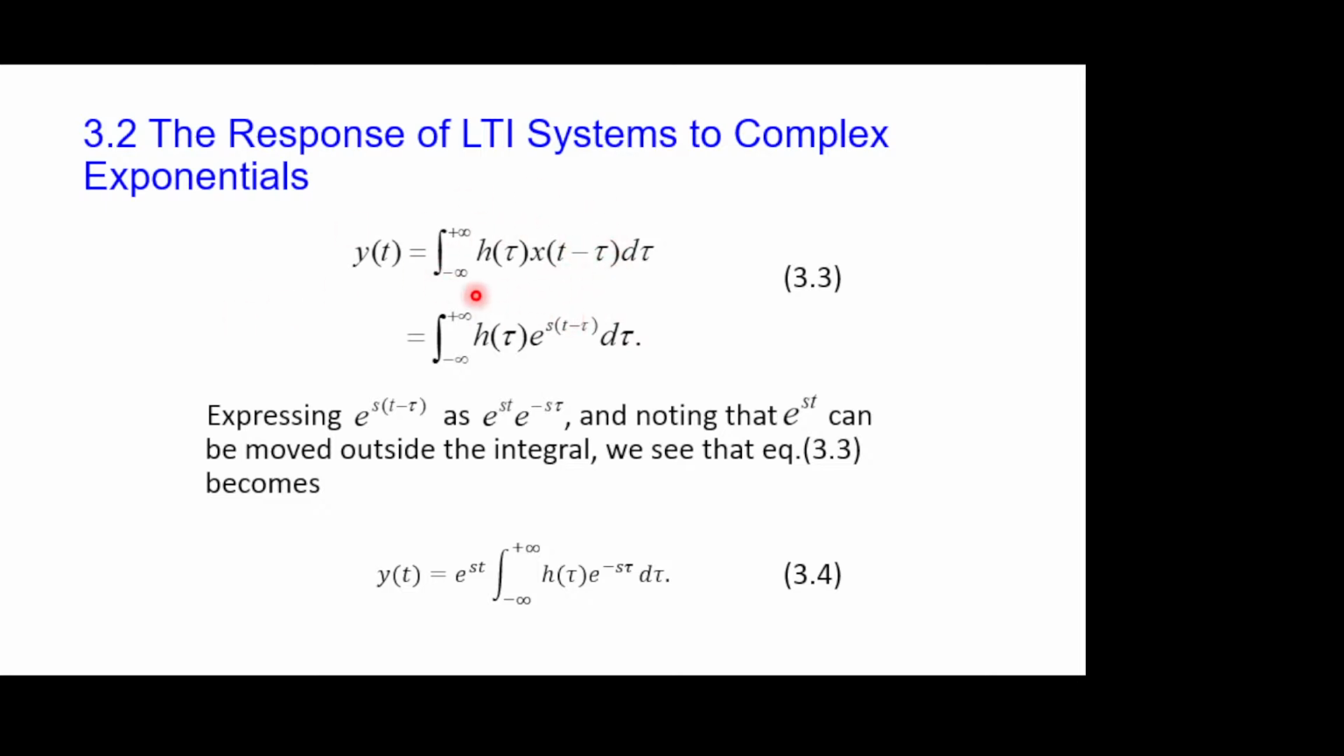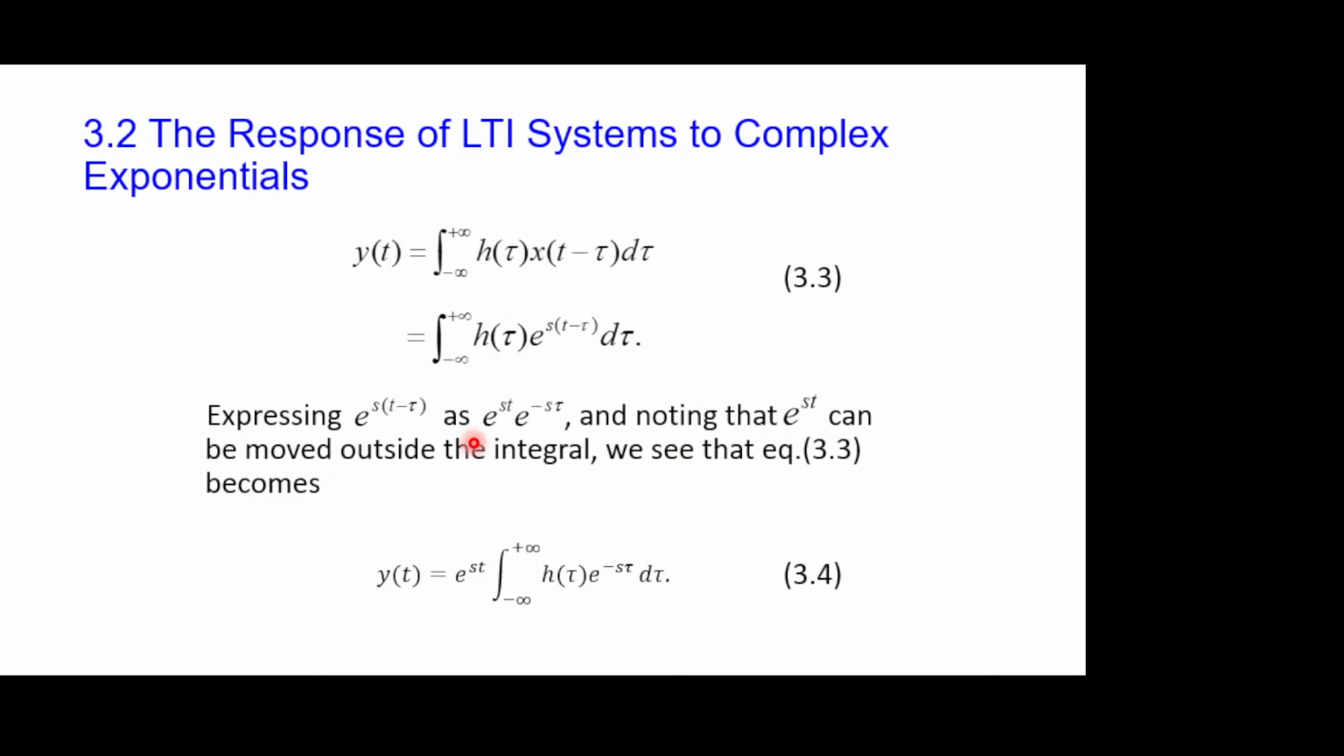Here we use a property of the convolution: it is commutative. So this is h convolved with x instead of the usual x convolved with h, but this is correct. We know our x is e to the st, so let's just plug in x. Now the argument t becomes t minus tau, so we have e to the s times (t minus tau).